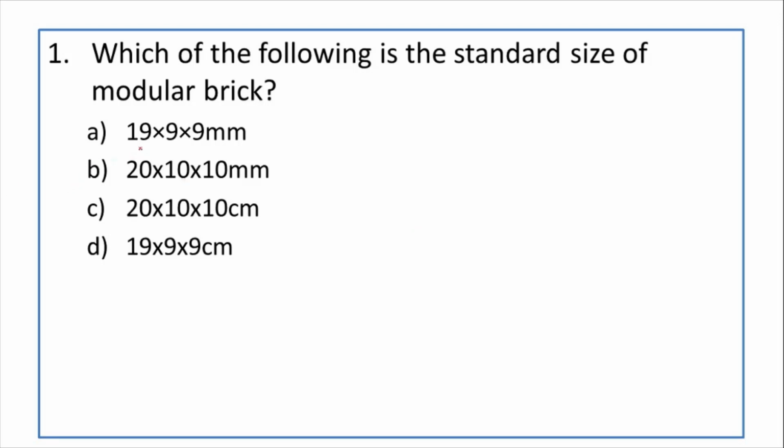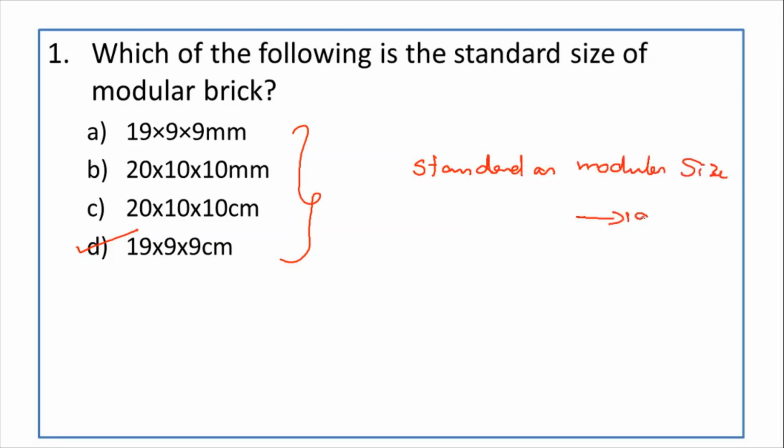Options given are 19 by 9 by 9 mm, 20 by 10 by 10 mm, 20 by 10 by 10 centimeter, 19 by 9 by 9 centimeter. So what is the answer among them? In this, the answer is option D. Basically, if you take the standard or modular size of the brick, then it is 19 by 9 by 9 centimeter.